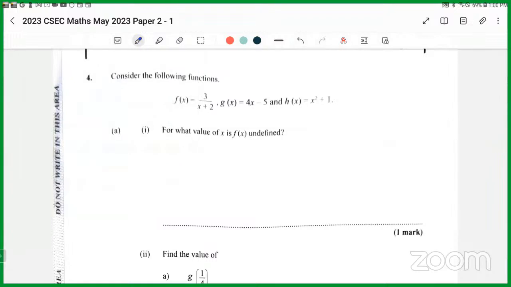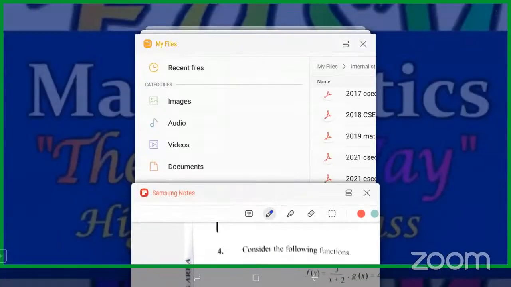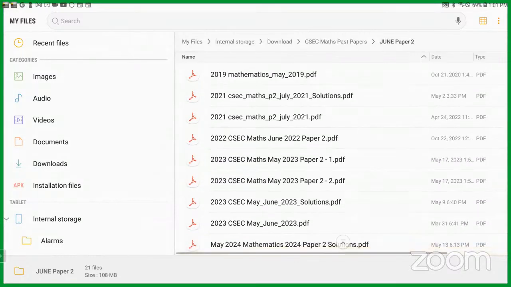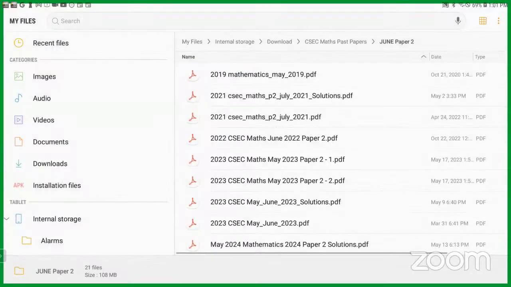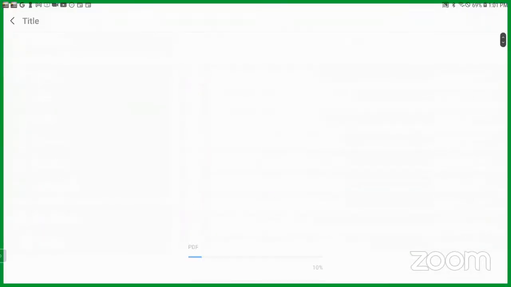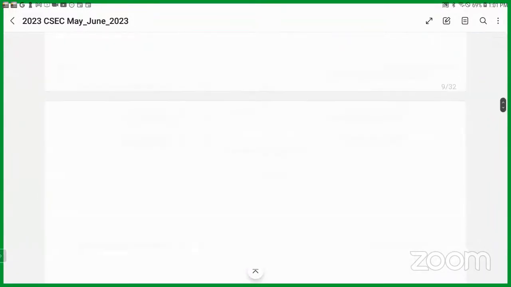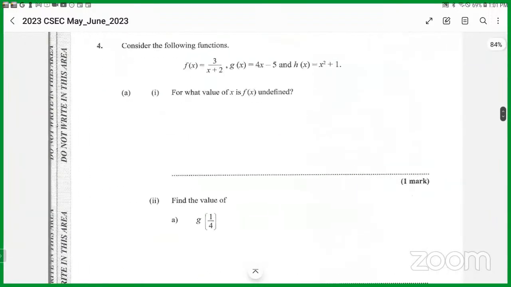So I sent this question to the group. The functions question. There's 3 functions in it, as you can see there.